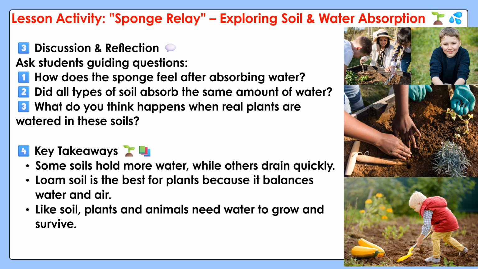Key takeaways. Some soils hold more water, while others drain quickly. Loam soil is the best for plants because it balances water and drainage. Like soil, plants and animals need water to grow and survive.